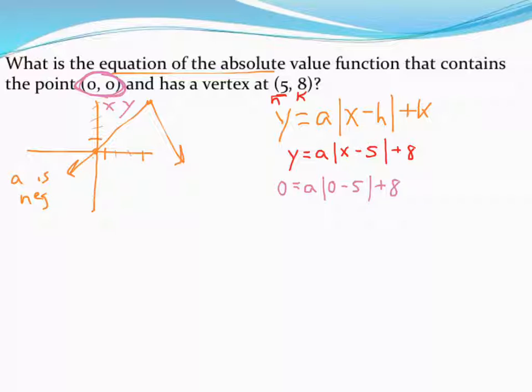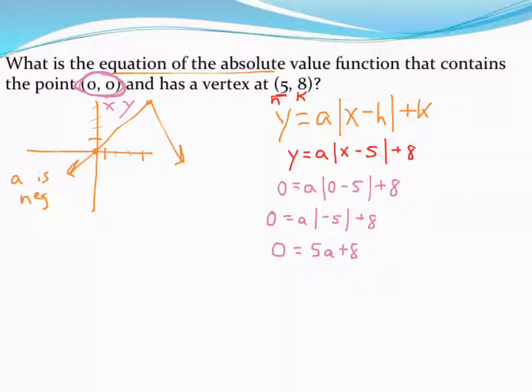So I plugged in my point for x and y. Let's go ahead and work this out. So I've got 0 equals a times the absolute value of negative 5, and remember what absolute value means, and then plus 8. So be careful here. People start thinking this is a minus 5, and that's not the case. It's a times the absolute value of negative 5. So I'm going to rewrite this. So 0 equals, well, since the absolute value of negative 5 is 5, I'm just going to write that as 5 times a. People make big mistakes at that point because they try to do a minus 5.